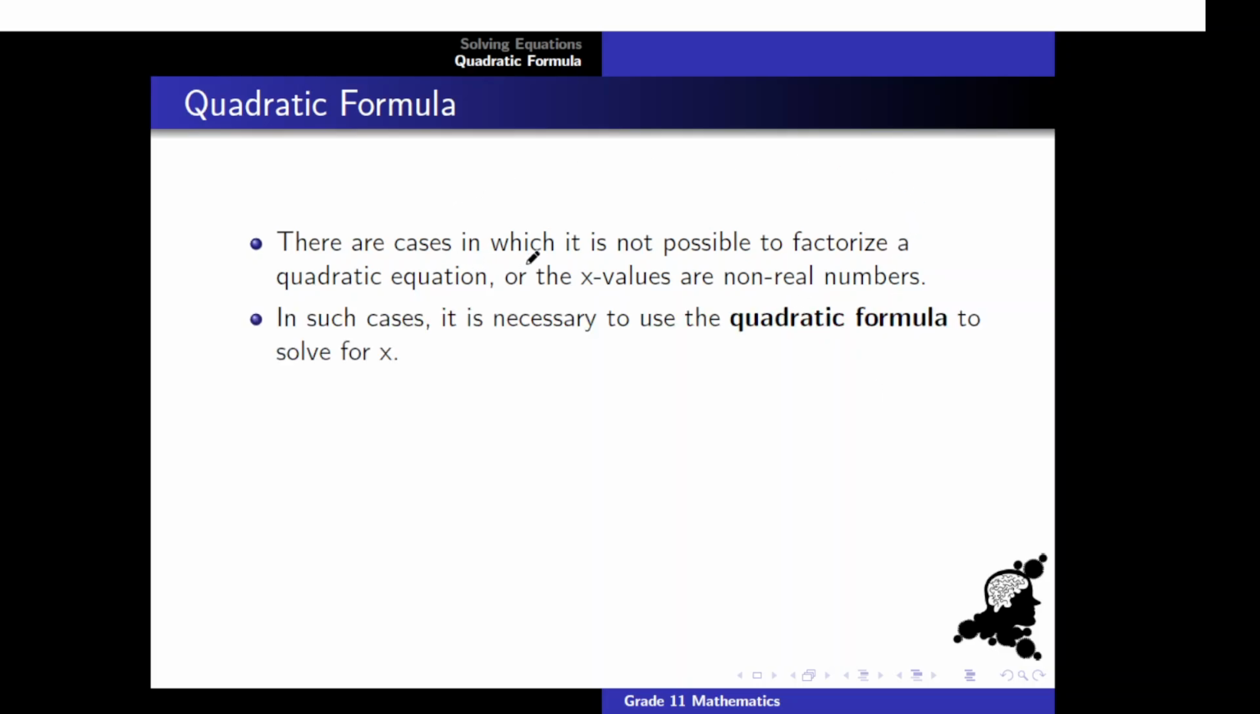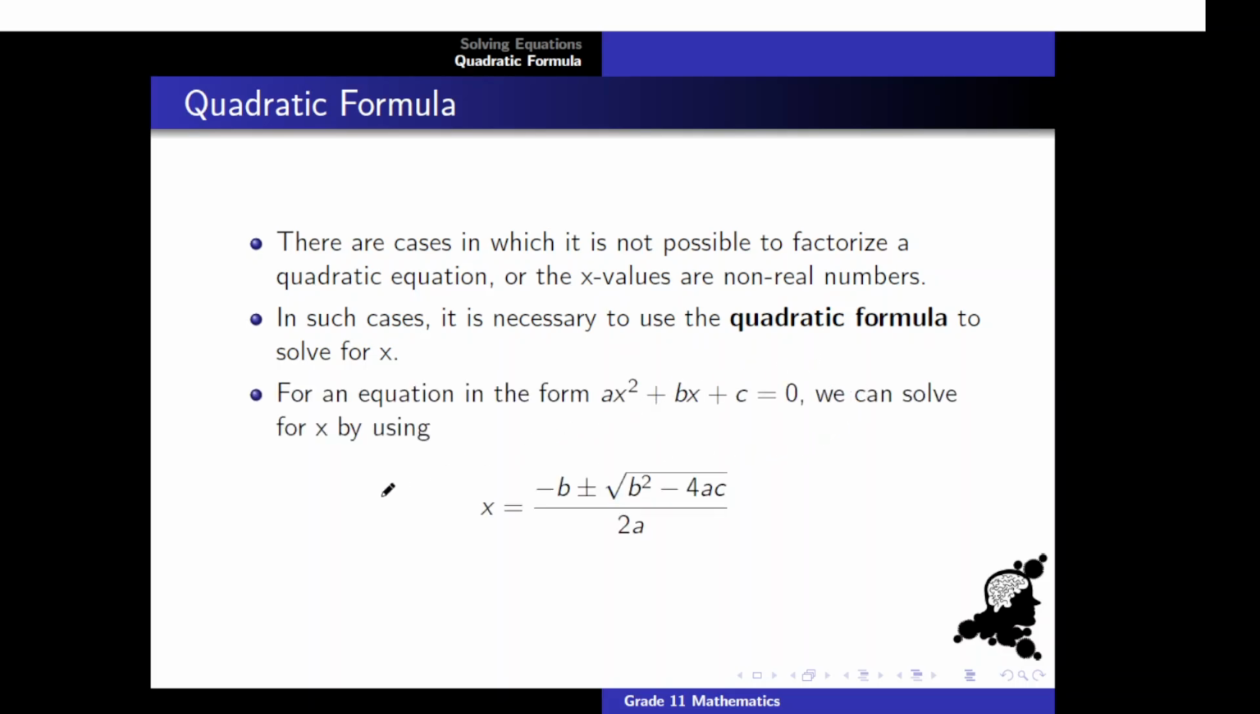So, in cases where we are not able to factorize an equation, where we've got non-real values of x, or where the values are too big for us to factorize, we could use the quadratic formula. So, if we have a quadratic equation in the form ax squared plus bx plus c equals 0, we could solve for x by using this formula. This is a formula that you need to start familiarizing yourself with. We are going to use it quite a lot.